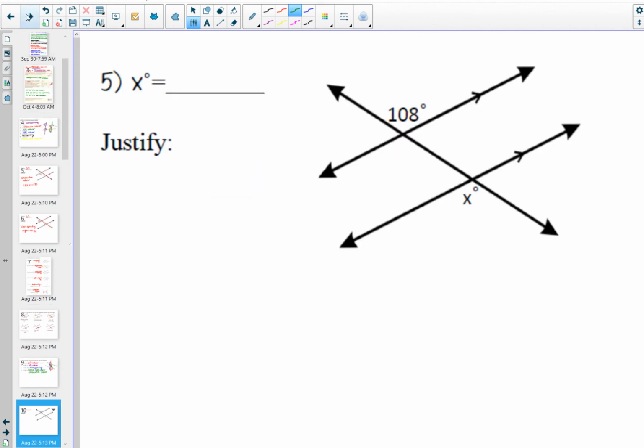More numbers. What's my relationship between angle right here, 108, and my x? Oh, you guys make me smile.